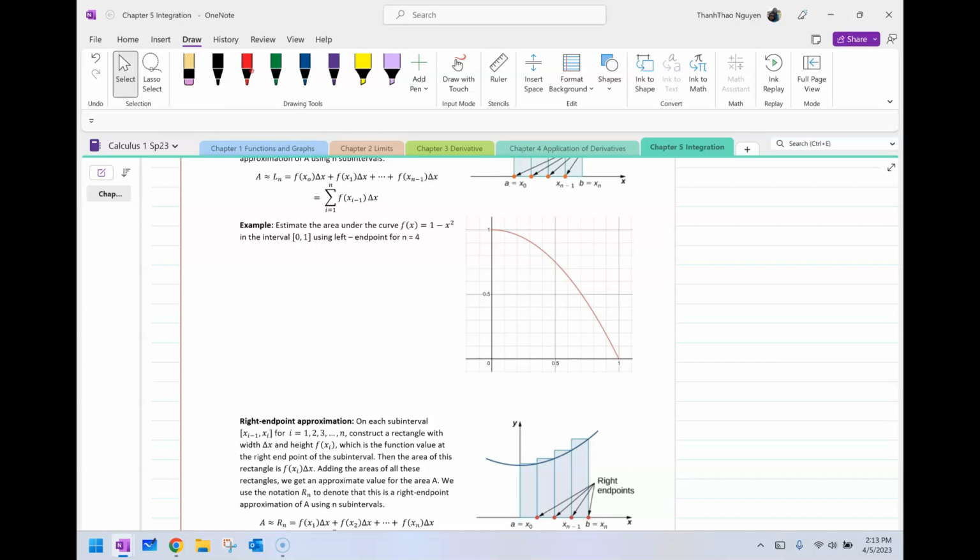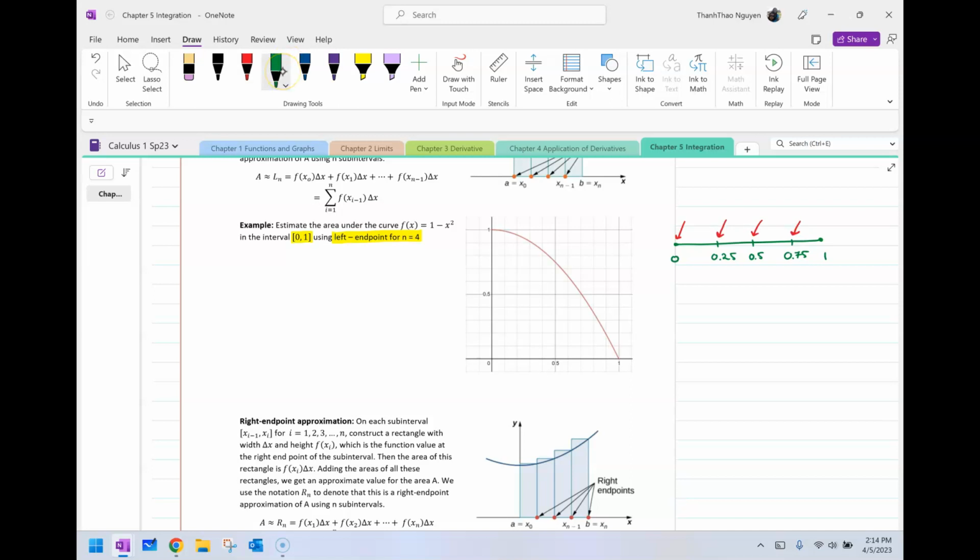What does it mean by using the left endpoint? So we want to estimate the area in the interval from 0 to 1 using the left endpoint for n equal 4. So let's take a look at what those points are. What are the values for x? In between the interval from 0 to 1, we split this into 4 equal parts. The left endpoint would mean we evaluate the function, f of x, at the point on the left. These are the left endpoints.